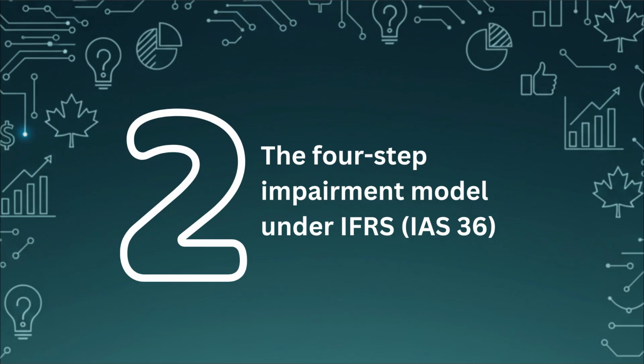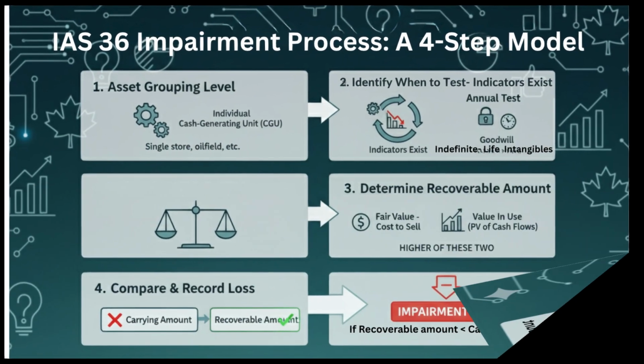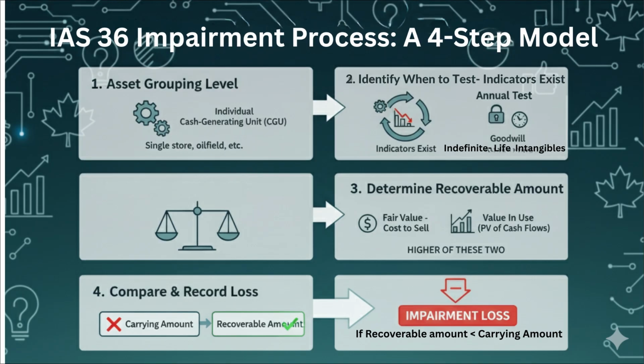Now that we know what impairment is and why it matters, let's walk through the actual process step by step. Under IAS 36, the impairment process is a four-step model. Step 1. Determine the level of asset grouping. Impairment is ideally tested at the individual asset level, but sometimes cash flows can't be separated. In that case, we use a cash-generating unit, or CGU. Think of a single store in a retail chain, or an oil field. That's your CGU.